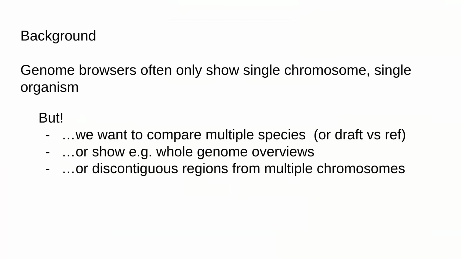So the background, or what problems does JBrowse 2 try to solve? Genome browsers generally only show a single chromosome at a time for a single organism. But we may want to compare multiple different species or compare a draft genome assembly to the reference genome. We may also want to show a whole genome overview, so multiple chromosomes at a time, or show discontiguous regions from multiple chromosomes, say gene fusion or chromosomal fusion.